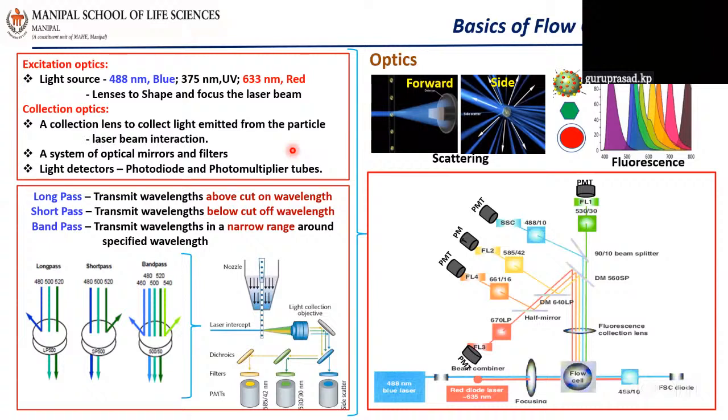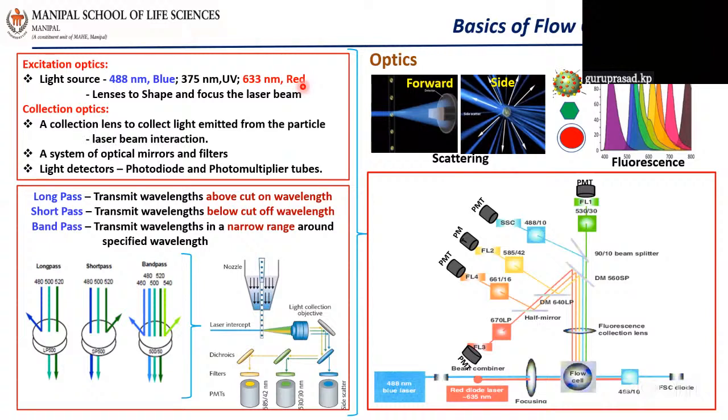Some machines may have a 2 laser system. Some machines may have 3 lasers, some may have 4 lasers, and higher end machines may have 6 lasers or 8 lasers. Nowadays, we have instruments with 8 lasers. So what is the use of these different lasers?